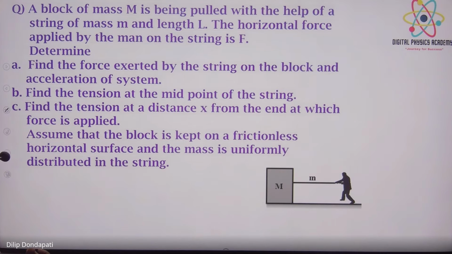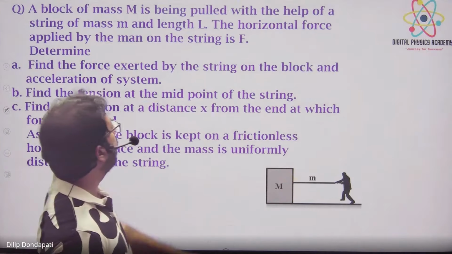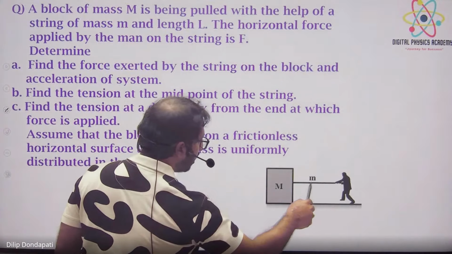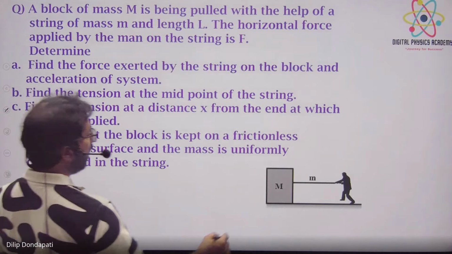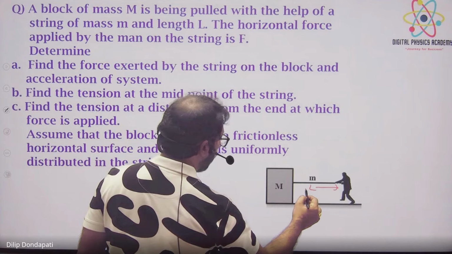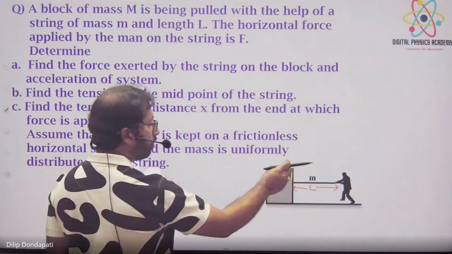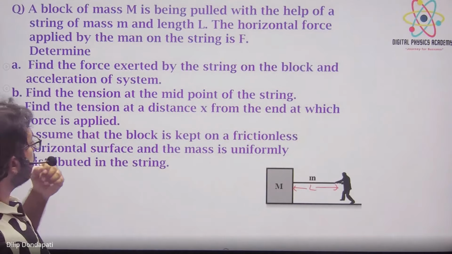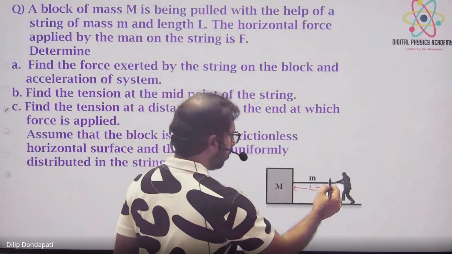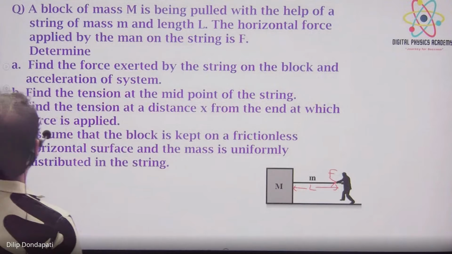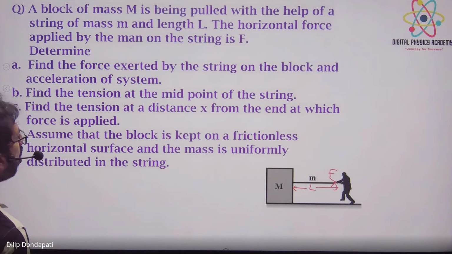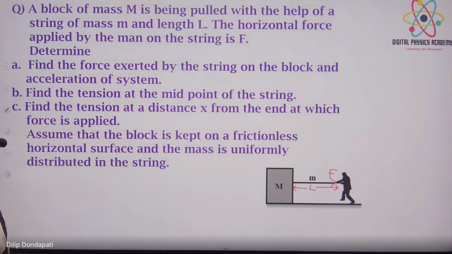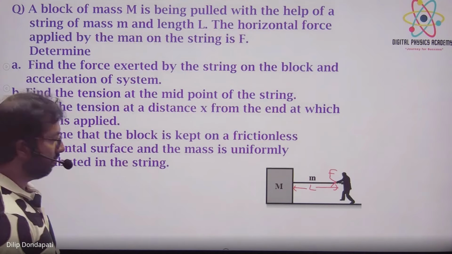A block of mass capital M is being pulled with the help of a string of mass small m. This is the mass of the whole string, small m, and its length is l, total length l. Very important: when you break the string, you must calculate the mass per unit length. The horizontal force F is applied by the man on the string. Determine the force exerted by the string on the block and the acceleration of the system.